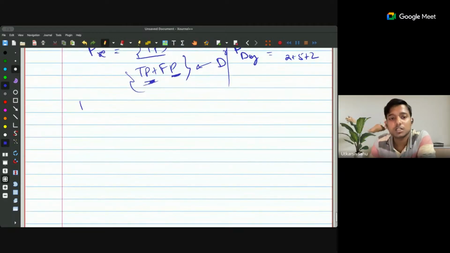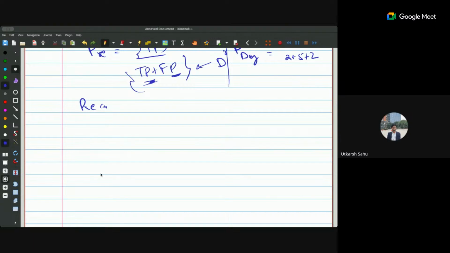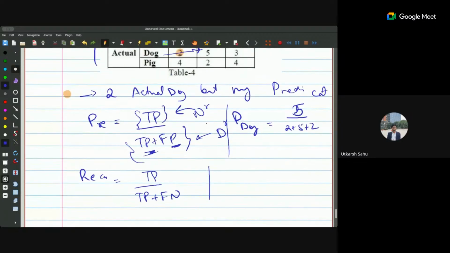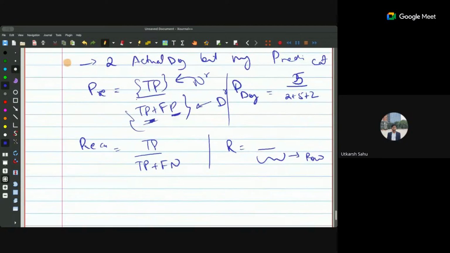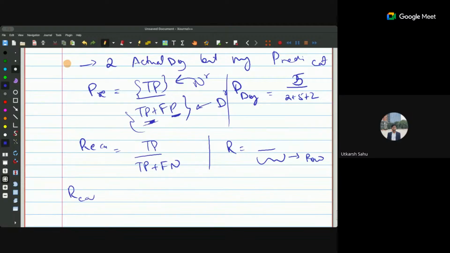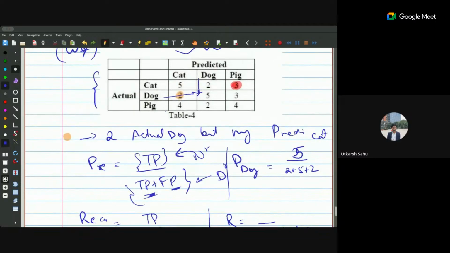Similarly, when we talk about recall, we have true positive upon true positive plus false negative. You can remember this is that way. In recall, you will have the row sum in the bottom, in the denominator. So if I'm saying, tell me recall of cat, can anyone tell me what will be recall of cat?